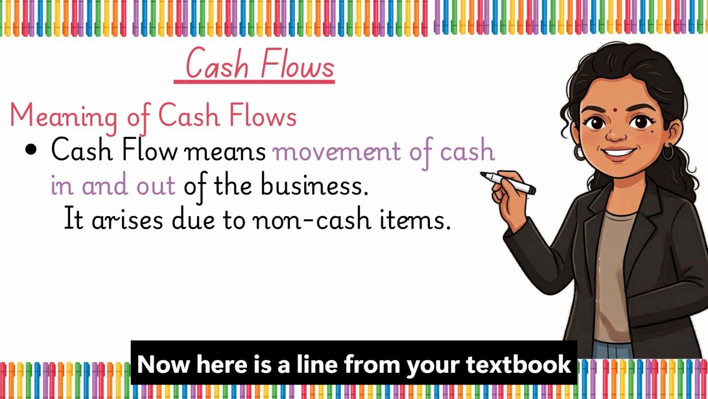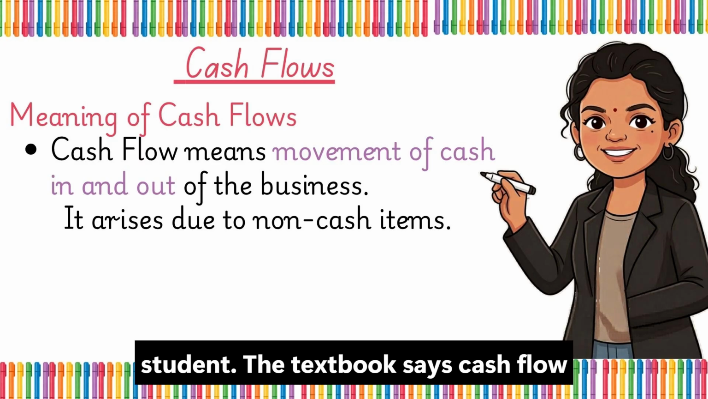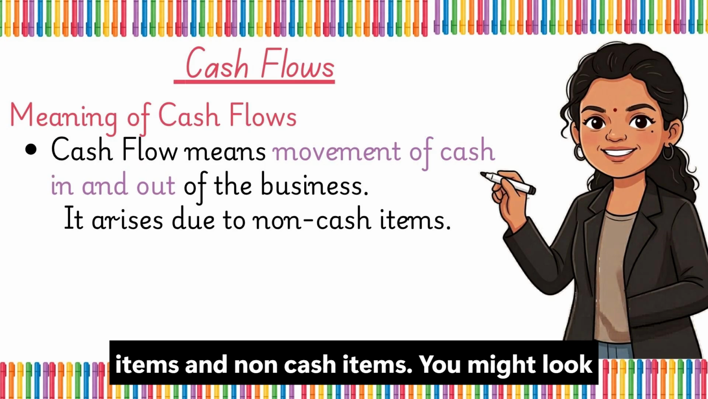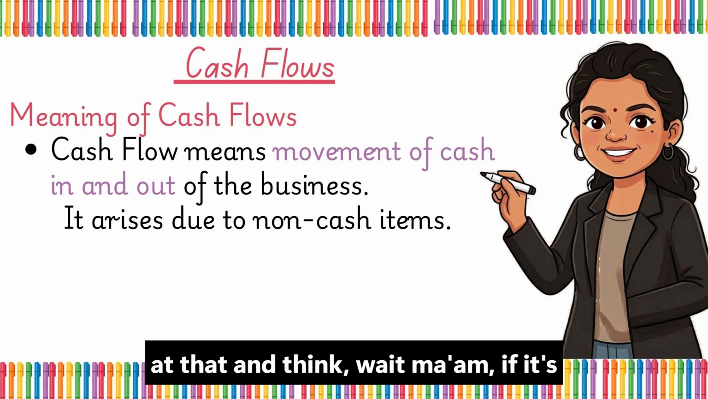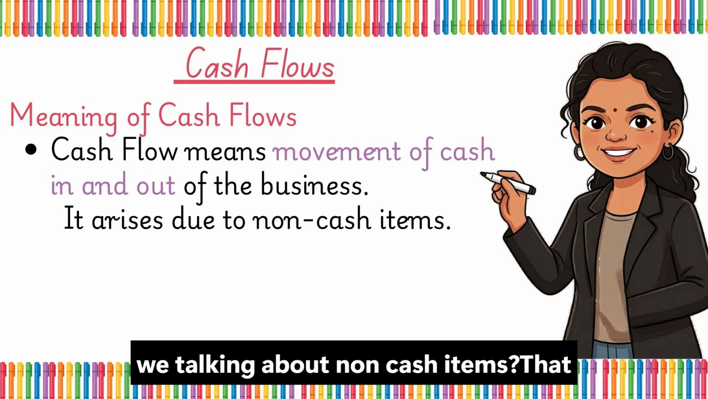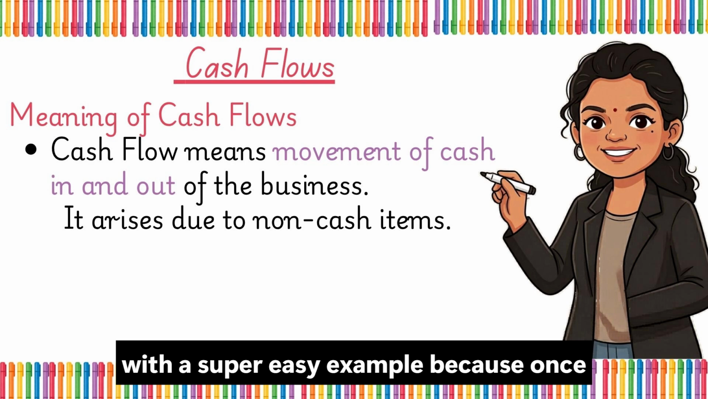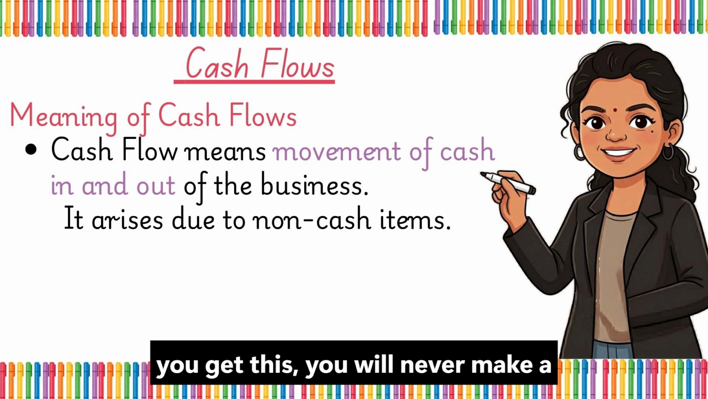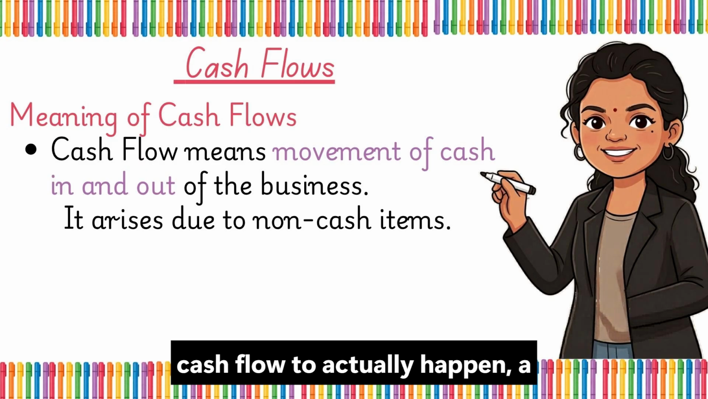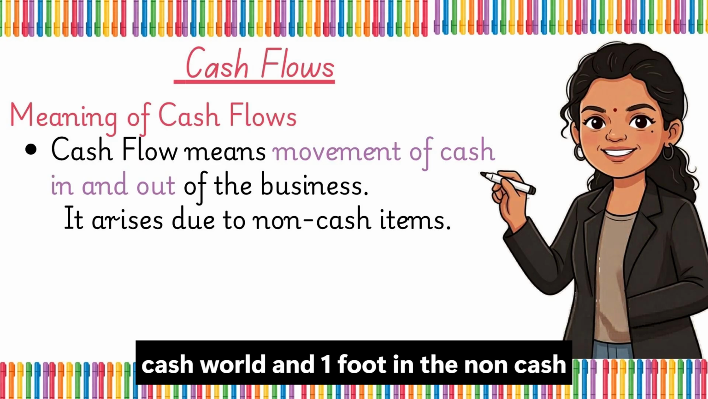Now, here is a line from your textbook that confuses almost every single student. The textbook says, cash flow arises due to transactions between cash items and non-cash items. You might look at that and think, wait, ma'am, if it's a cash flow statement, why on earth are we talking about non-cash items? That makes zero sense. Let's break this down with a super easy example because once you get this, you will never make a mistake in your practical problems. For a cash flow to actually happen, a transaction must have 1 foot in the cash world and 1 foot in the non-cash world.